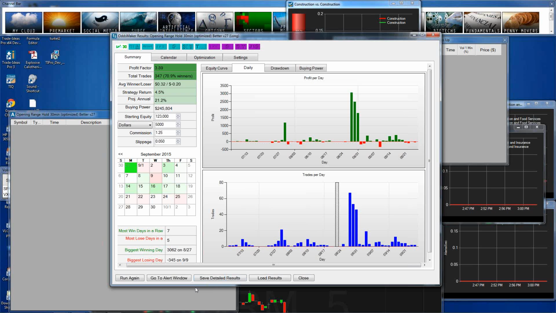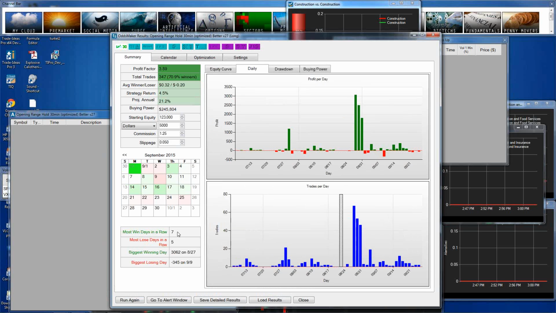And then, of course, these are always some of my favorite metrics down here. These are real confidence boosters. In the past 64 trading days, most winning days in a row, 7. Most losing days in a row, 5. Your biggest winning day, using this amount per trade, was $3,000. Biggest losing day was $345. So, when we see numbers like that, that's what we want to see. It takes a lot of the pressure off. The simpler that we can make our decision-making process, the happier we are, as humans.